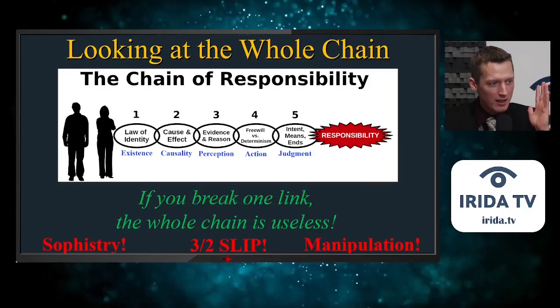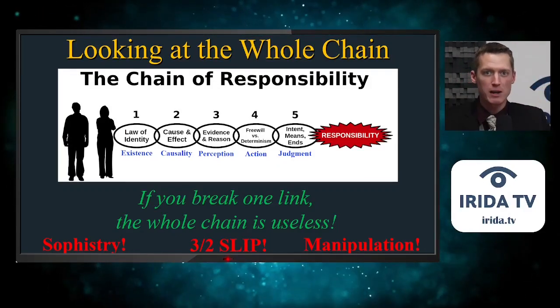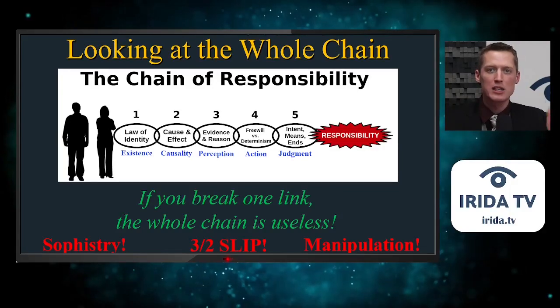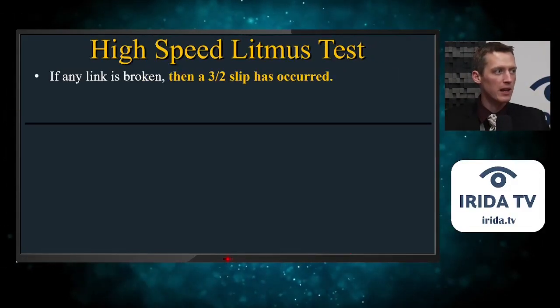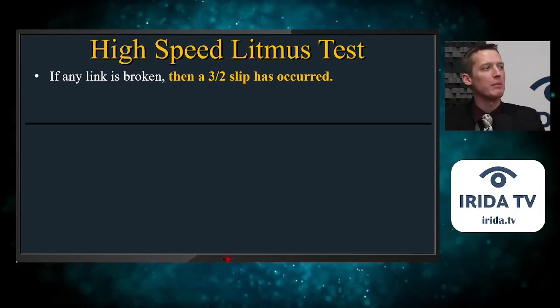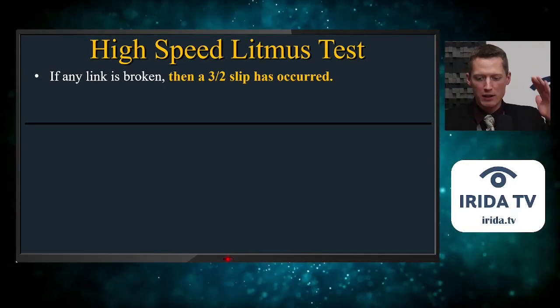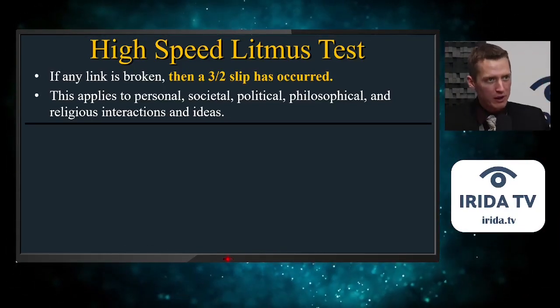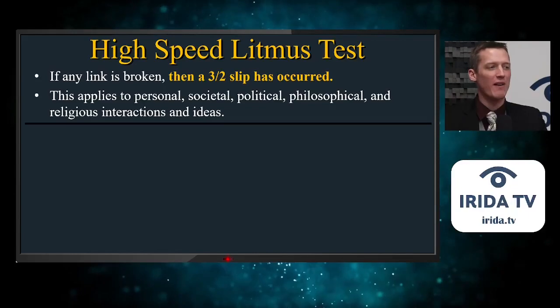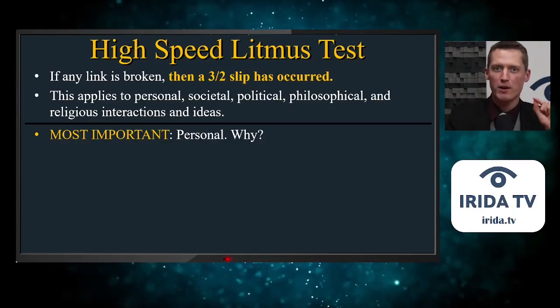If one link gets broken, the whole chain becomes useless, and you know there's a 3-2 slip. You don't need to worry about finding the fallacy. Yeah, I'm repeating it here again. This is a high-speed litmus test. If any link is broken, then a 3-2 slip has occurred. This applies to personal, societal, political, philosophical, and religious interactions and ideas, but the most important is personal.